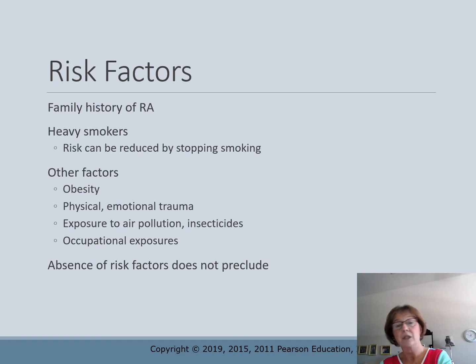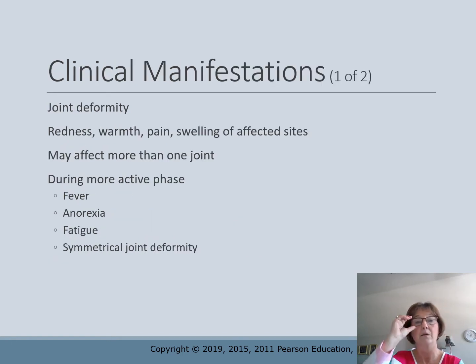Other risk factors: heavy smokers, because of the vasoconstriction cutting off the blood supply; obesity, because of the weight; physical trauma, damage, or emotional trauma. We know emotions can affect our healing process. Exposure to pollutants, so toxins such as in the air and insecticides, and toxins from occupational exposures. Absence of risk factors does not preclude it, so sometimes we just don't know what causes it.